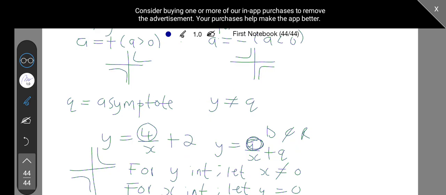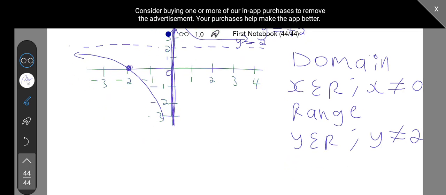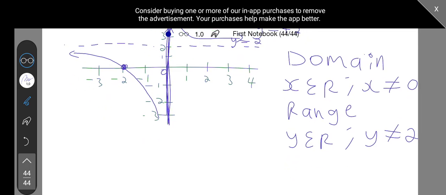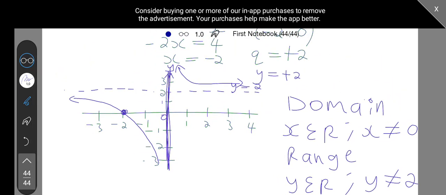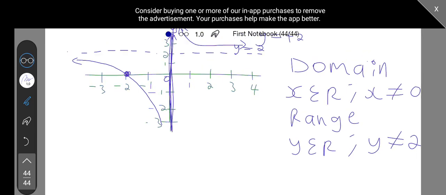So you must know from today that when we're talking about the domain, we're talking about the possible x values that the graph might have. And the range, we're talking about the possible y values that a graph might have. And these are the domain and the ranges of a hyperbola only. Do not use this in a parabolic situation. No, these are only applicable to hyperbolic functions. I hope it is clear.